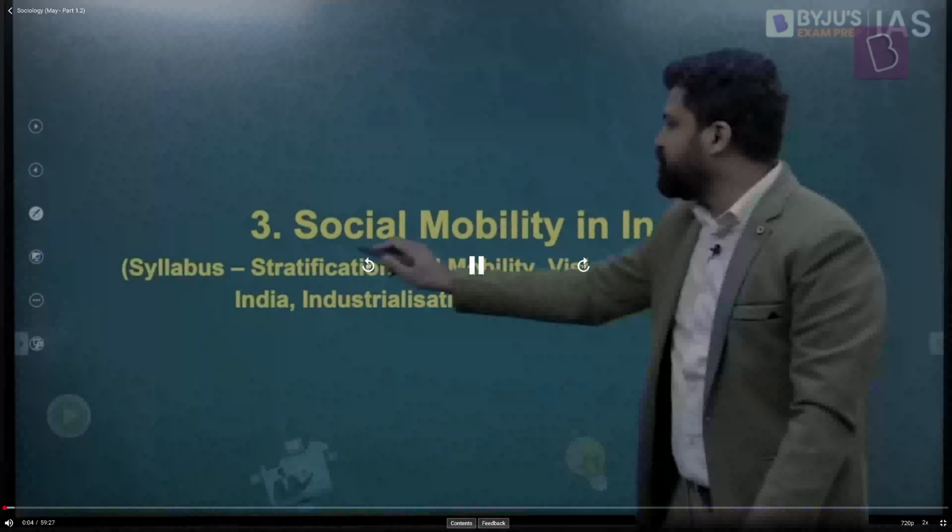So, absolute mobility: your income is better than your parents' income. Relative mobility: your position in the hierarchy has changed. Intragenerational: within the same generation, your position has changed. Intergenerational: it takes multiple generations to move up the social hierarchy. So, this is how different types of social mobility can be there.